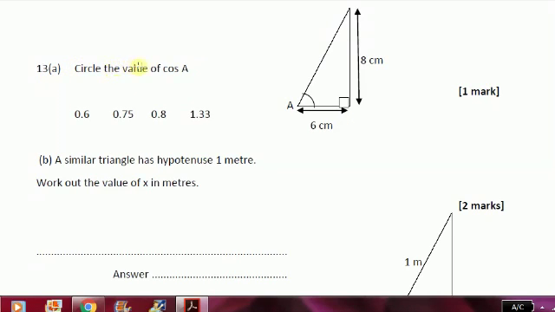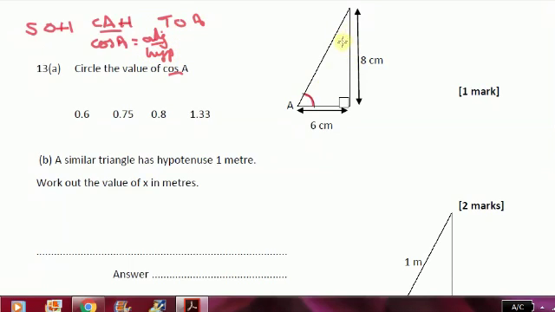Question 13, circle the value of cos A. The way of remembering it, some people remember it as SOHCAHTOA, for sine, cosine and tangent, and we're going to find the cosine of A. So cosine of angle A equals the adjacent over the hypotenuse. That's where the A and the H stand for, adjacent over hypotenuse.